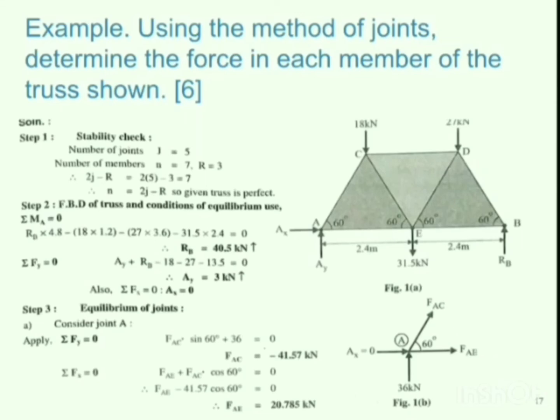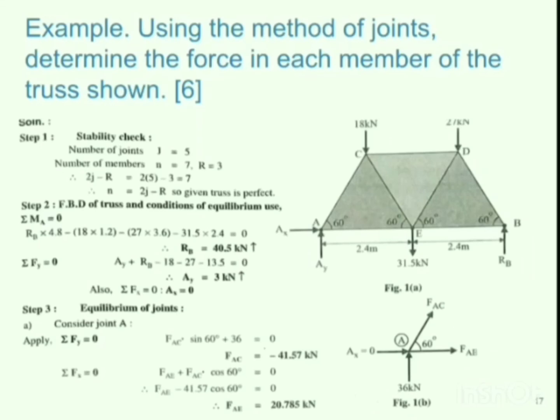Now from the FBD you can see FAC is acting away from the joint, so its x component and y component will be positive, that is FAC cos 60 and FAC sin 60. So while calculating the equation ahead, we should not change the direction of FAC. We need to substitute its value: if we got a positive value, we substitute the positive value. If we get a negative value, then we substitute the negative value. So in this way we need to proceed.